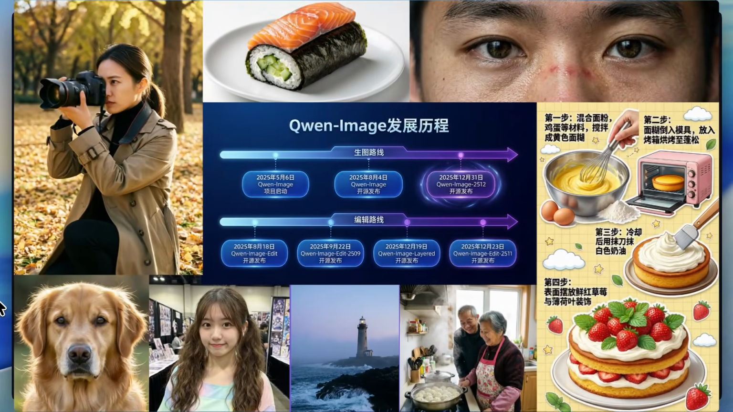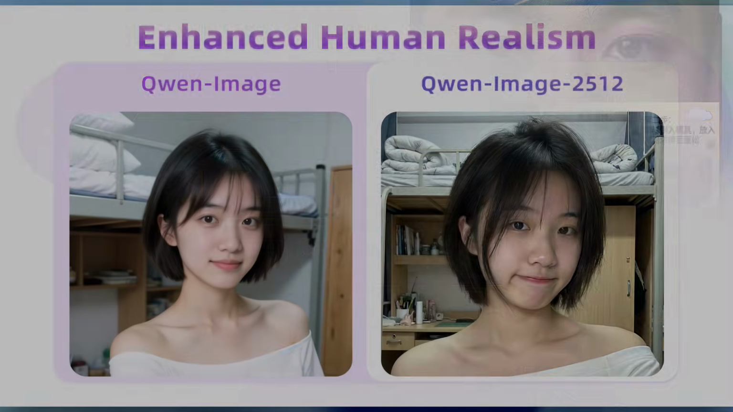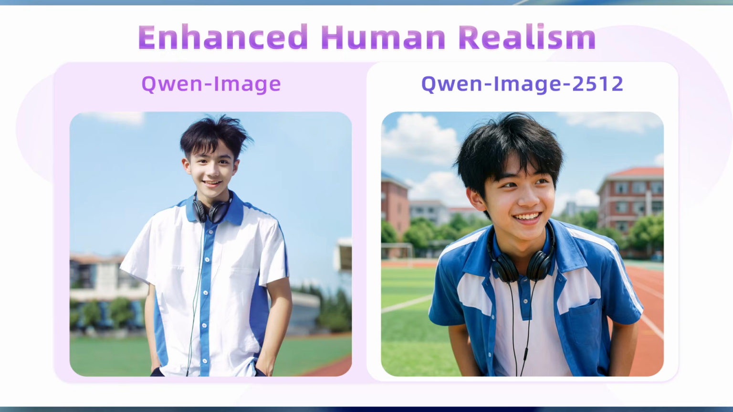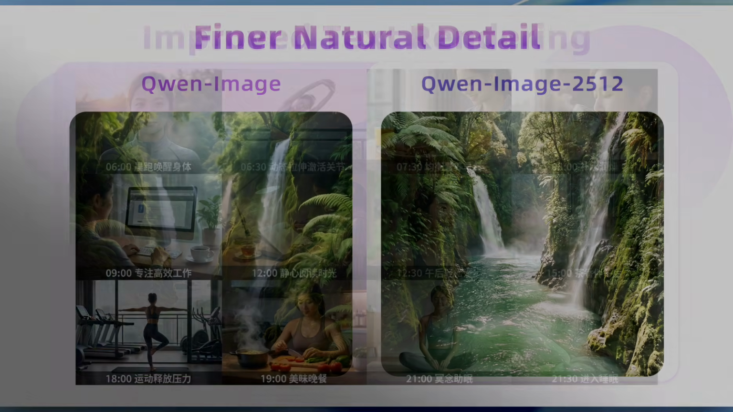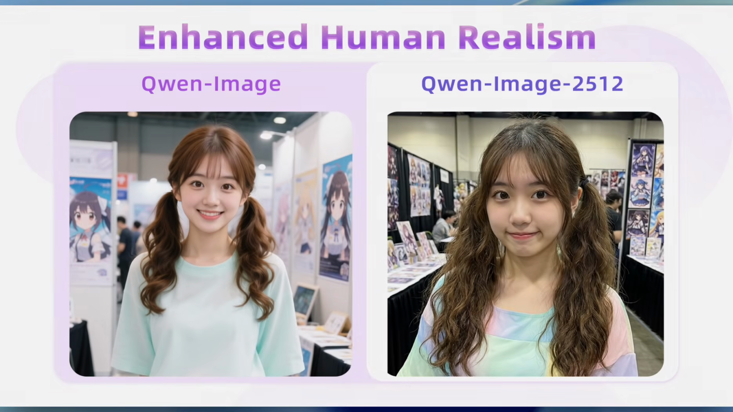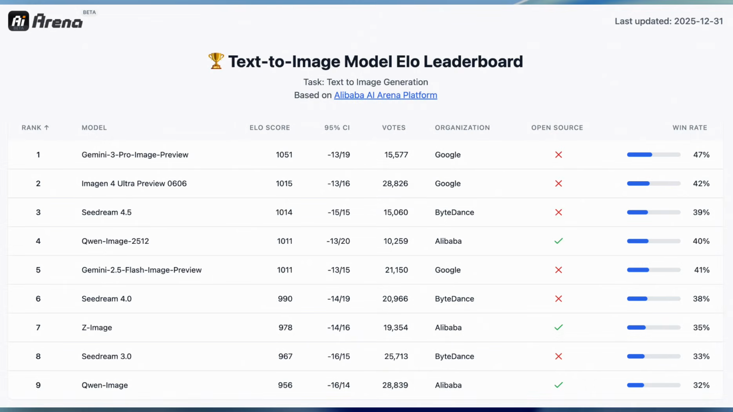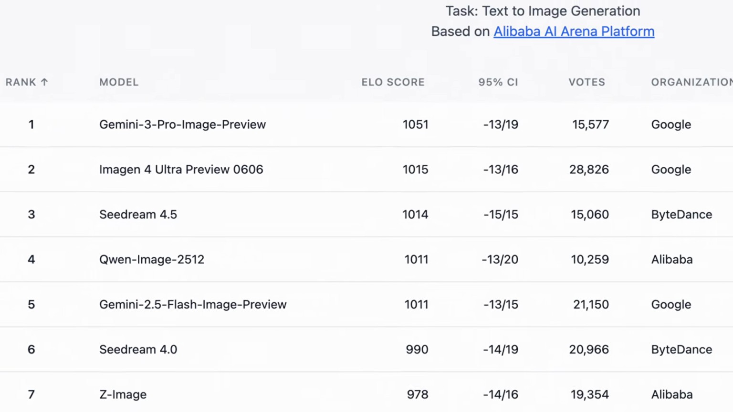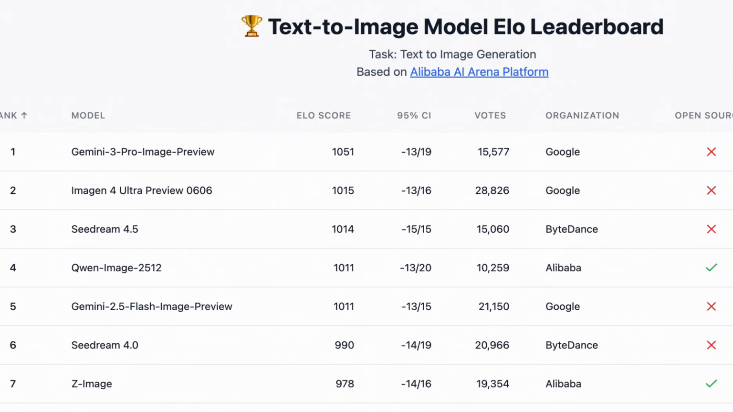Qwen just dropped their updated open source model, Qwen Image 2512, and they're making big claims. Better human realism, finer details, improved text rendering. And they say it's on par with Seedream 4.5 and Nano Banana. That would make it the best open source image model. So of course I had to check it.